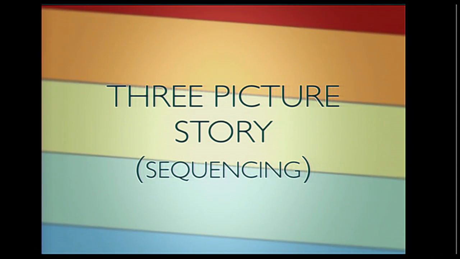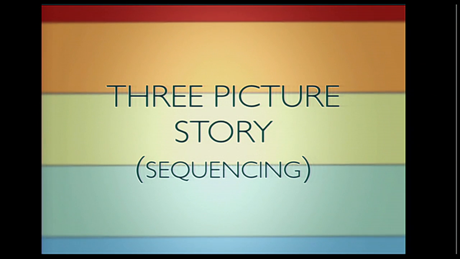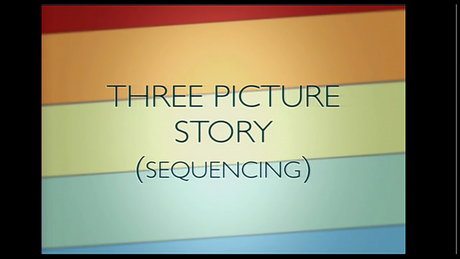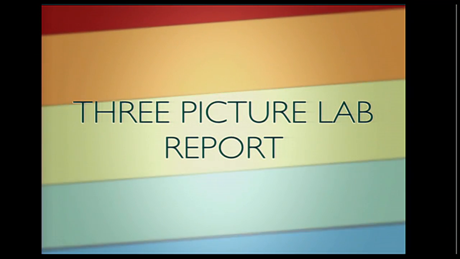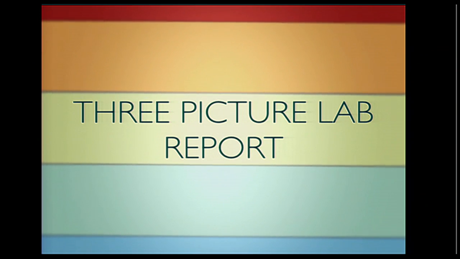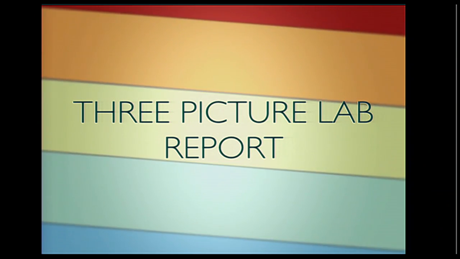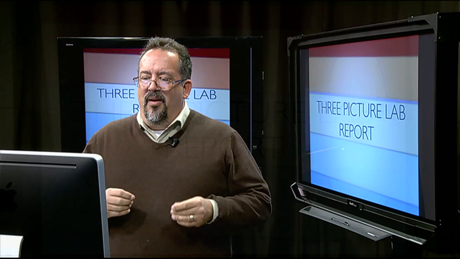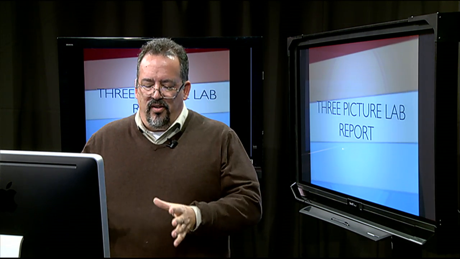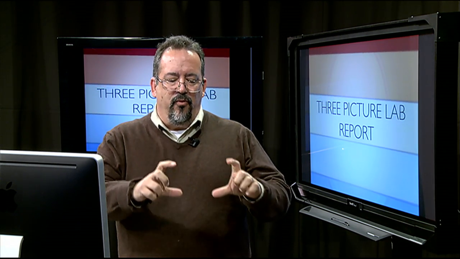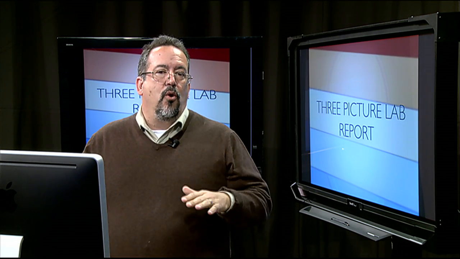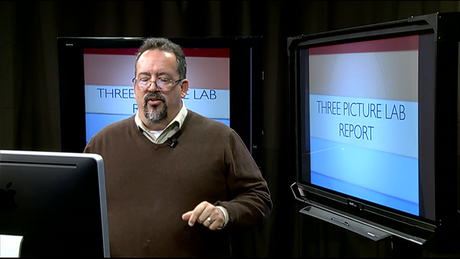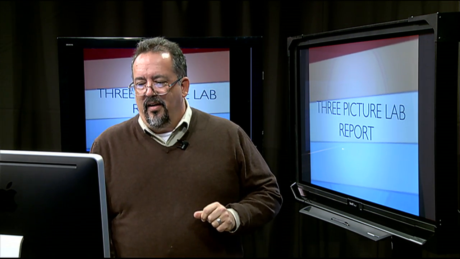So three-picture stories are something we can do with Visual Poet. The three-picture lab report is another example of something you can do. You can use science in here. Students are working on a lab, doing some kind of demonstration in class. They can take three pictures and then explain what's going on in each one of those pictures. We're going to do one of those in just a second.